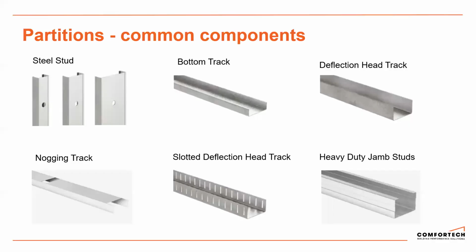So your common componentry, everyone should be familiar with these. Steel stud basically comes in a range of profiles and widths, anywhere from 50 to 150 mil wide, and ranges from 0.5 BMT, which is your base metal thickness, to 1.5, which is your heavy duty jamb studs. So each size and gauge of stud will provide different span and strength properties.